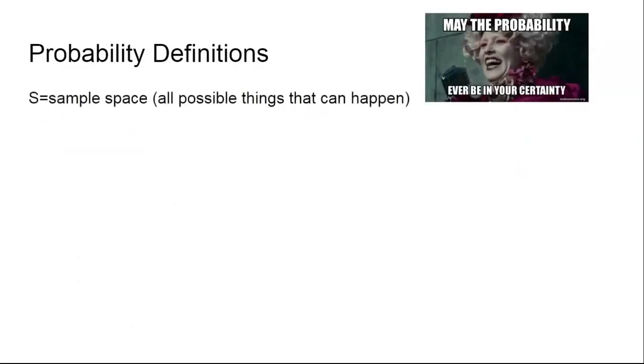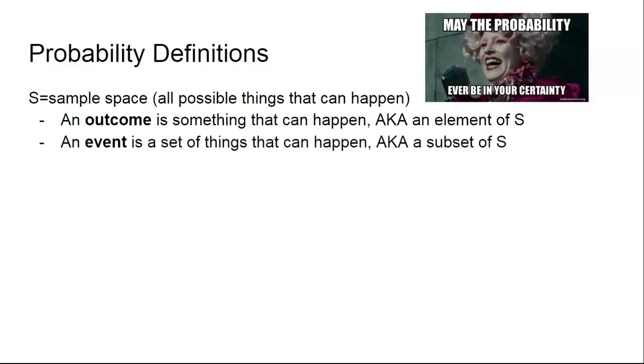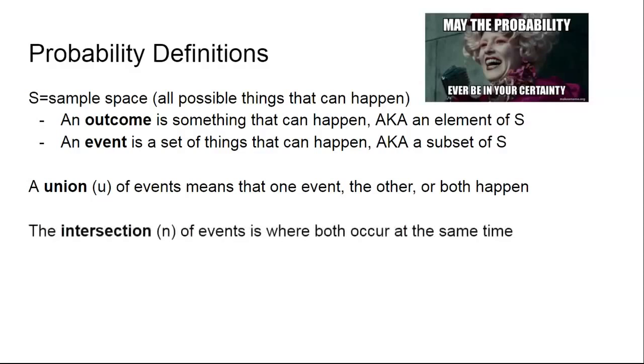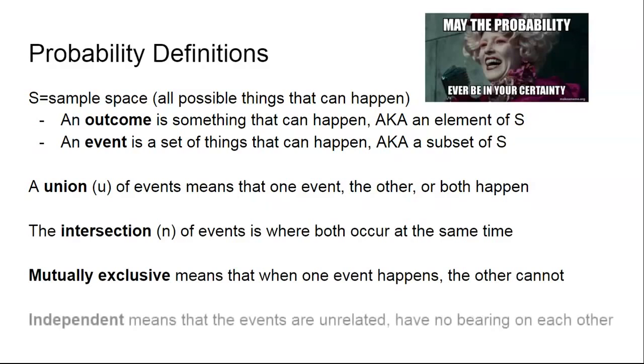S is a sample space, or all the possible things that can happen. An outcome is something that can happen, also known as an element of S. An event is a set of things that can happen, also known as a subset of S. A union, symbolized as a U, of events means that one event, the other, or both happen. The intersection of events, symbolized as an upside-down U, is where both occur at the same time. Mutually exclusive means that when one event happens, the other cannot, while independent means that the events are completely unrelated, having no bearing on each other.